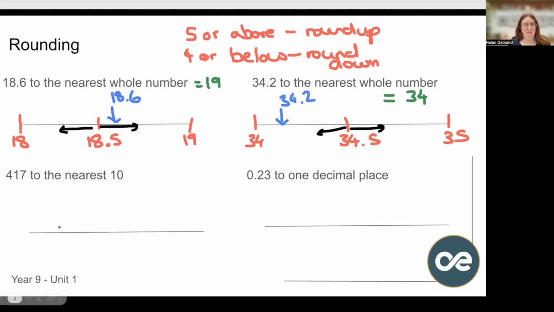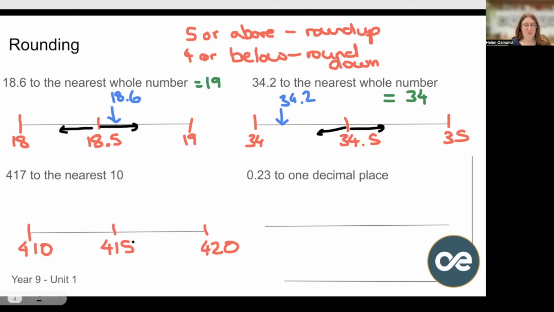We could do it to the nearest 10. So the nearest tens, 417 is between 410 and 420. Those are the nearest tens. And halfway between is going to be 415.